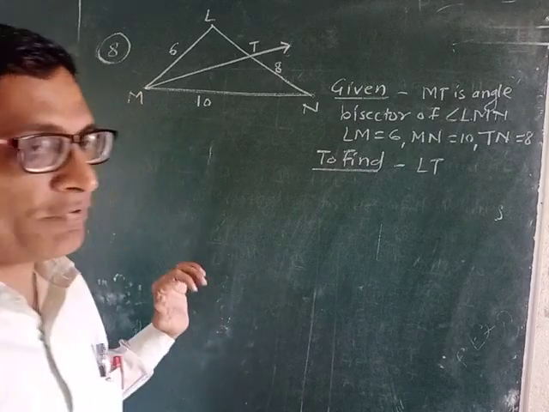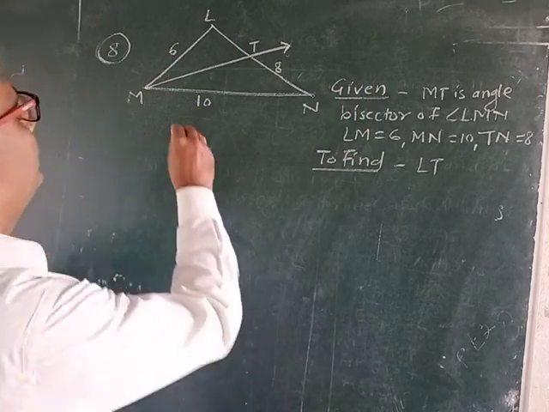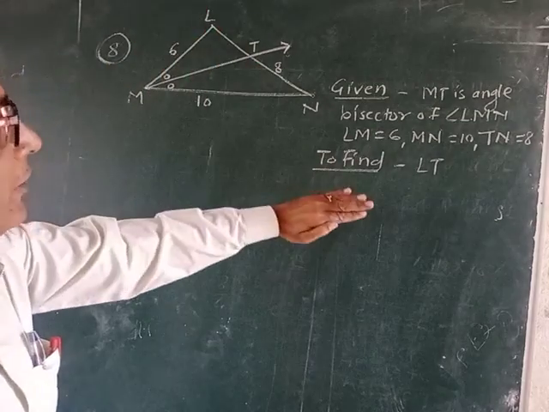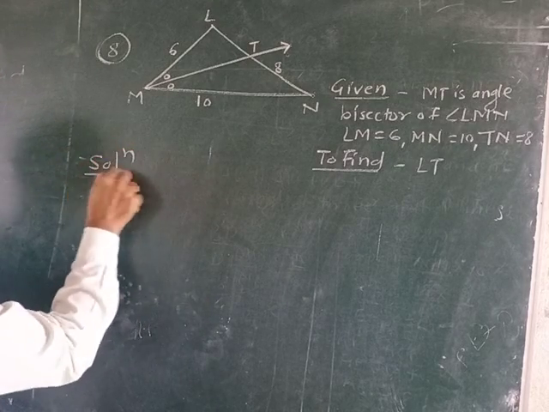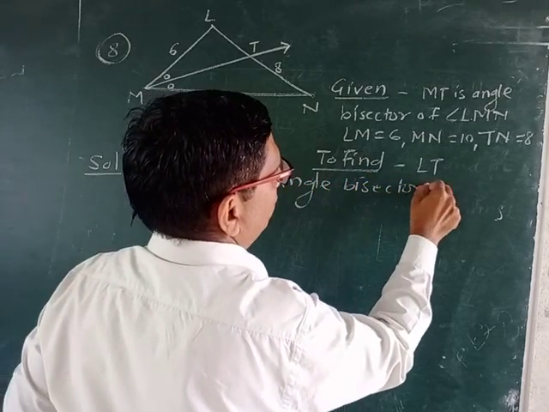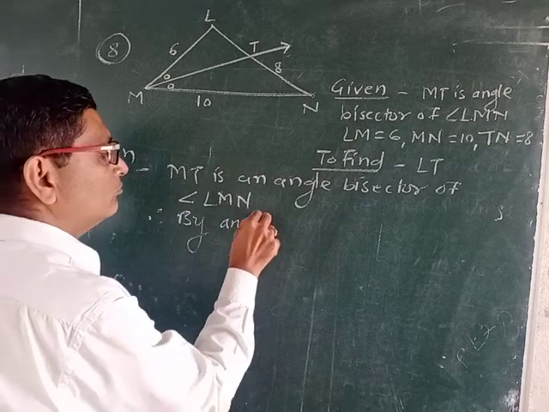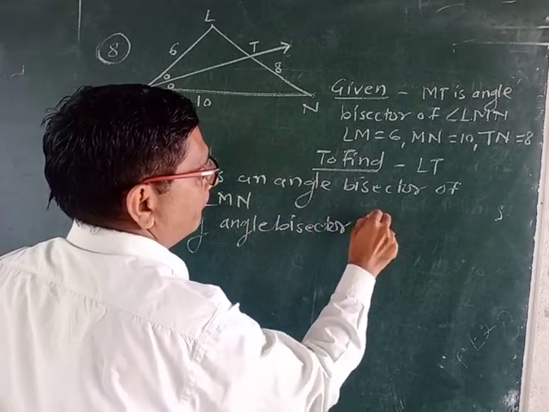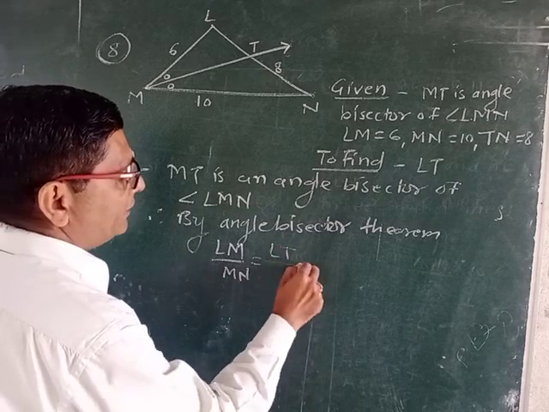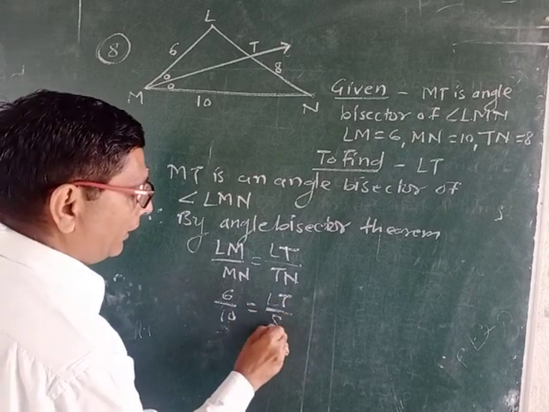Now look at the figure of example 8. In triangle LMN, MT is the angle bisector of angle LMN. Here this angle M is bisected, and the values of these sides are given, and we have to find this LT. Solution: MT is the angle bisector of angle LMN, therefore by the angle bisector theorem, LM upon MN is equal to LT upon TN. Value 6 upon 10 is equal to LT upon 8.